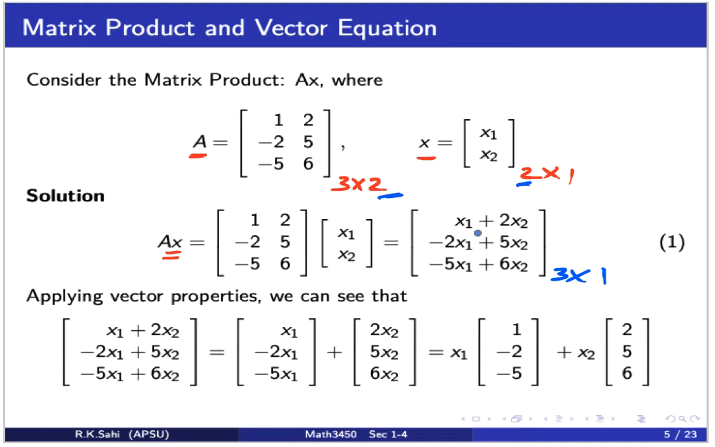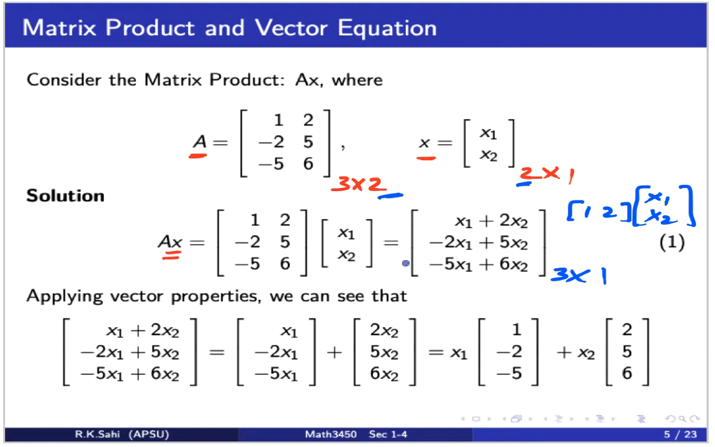To get the first row of this new matrix, you take the first row of matrix A, which is 1, 2, and multiply it by the column of the vector x, which is x1 and x2. I hope you remember, you multiply 1 with x1, 2 with x2, and then take the addition of that. That's how we get the very first row of this new matrix, Ax. Similarly, we get that for the second row and the third row. Okay, now that's a matrix product.